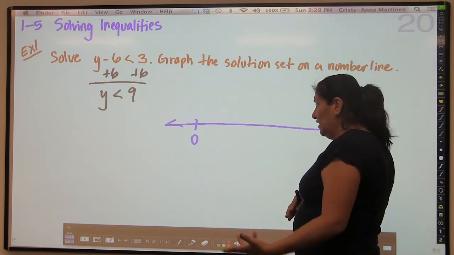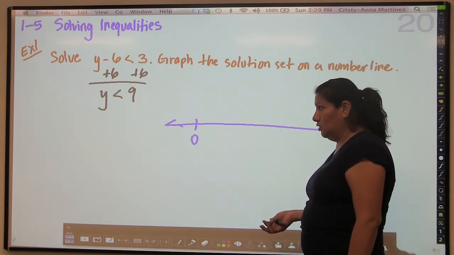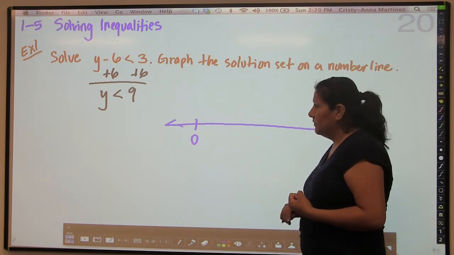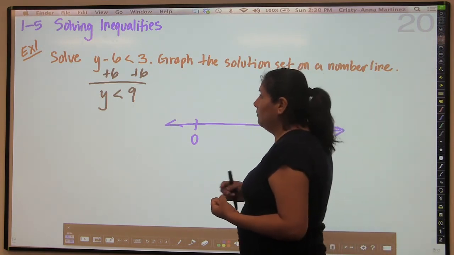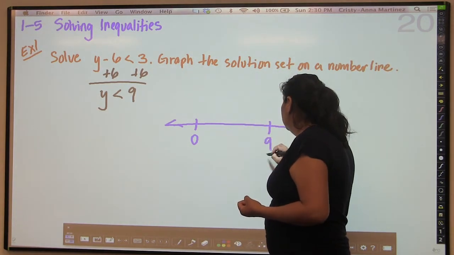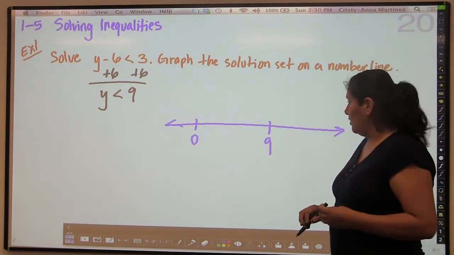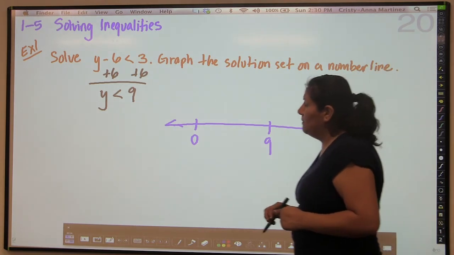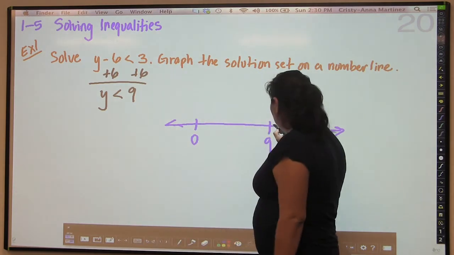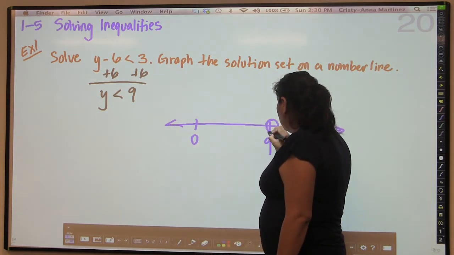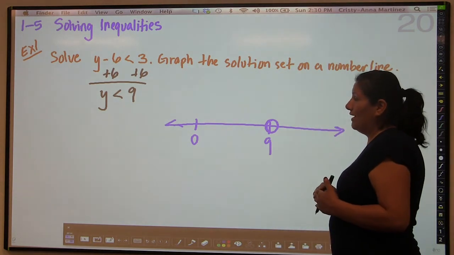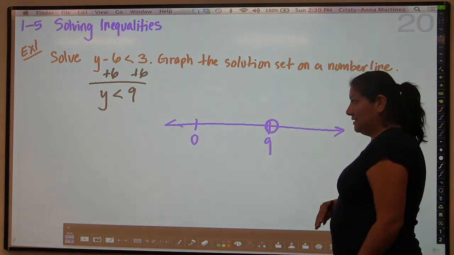But again, you can put it in the middle if you'd like. This is just how I want to do it. But somewhere on your number line, you should always have the 0. And then, of course, the number in question, which is 9. So somewhere on the positive side, I want 9. Okay? You'll probably remember that when you have a less than or a greater than, your circle or dot is what we call open. It's not shaded in because we do not want y equal to 9. We want y less than 9.